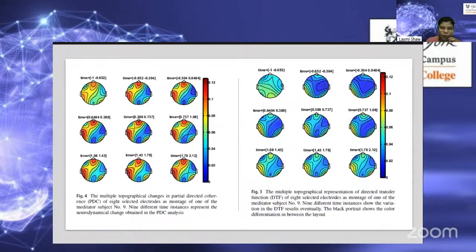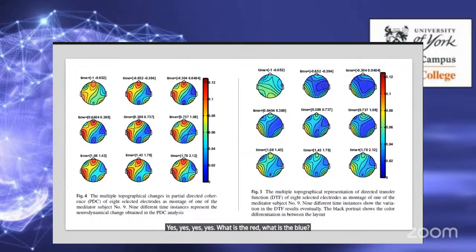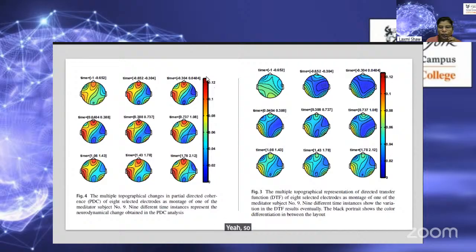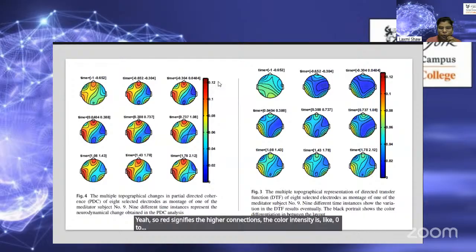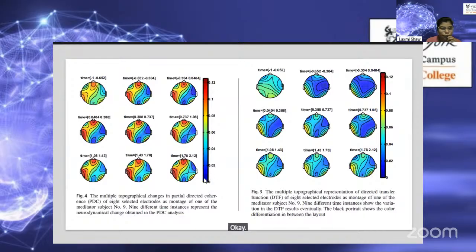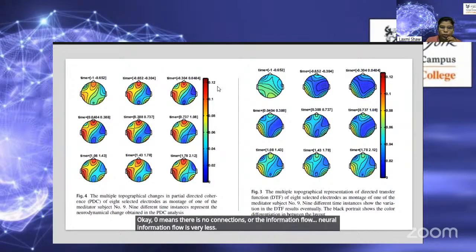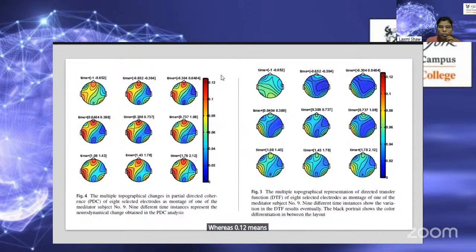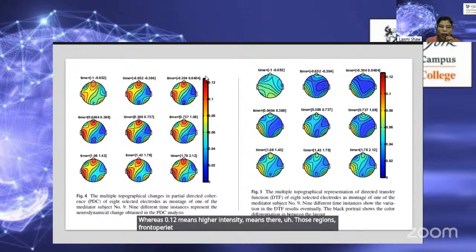In the previous slide, Professor, what is the red? What is the blue? Yeah, so red signifies the higher connections. The color intensity is from 0 to 0.12. 0 means there is no connection, or the neural information flow is very less, whereas 0.12 means higher intensity, meaning those regions, the frontoparietal regions, are highly connected during meditation.